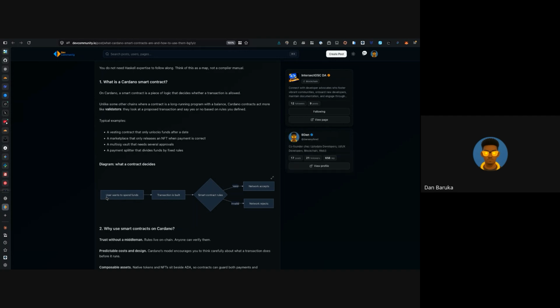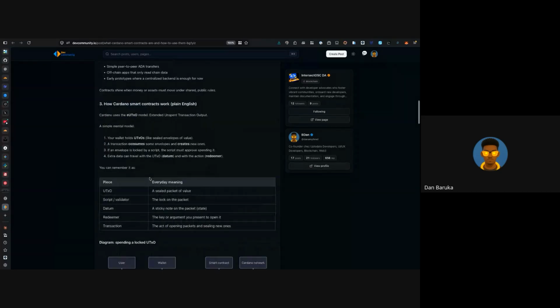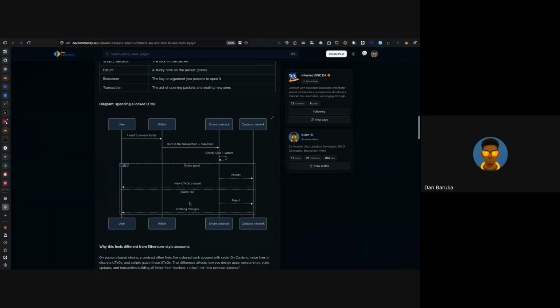For example, here is what we've been saying: the user wants to spend funds, the transaction is built, the smart contract logic is executed. If valid, the network accepts. If not valid, the network rejects. That's a simple explanation of how the smart contract works. And technically, this is how it works.